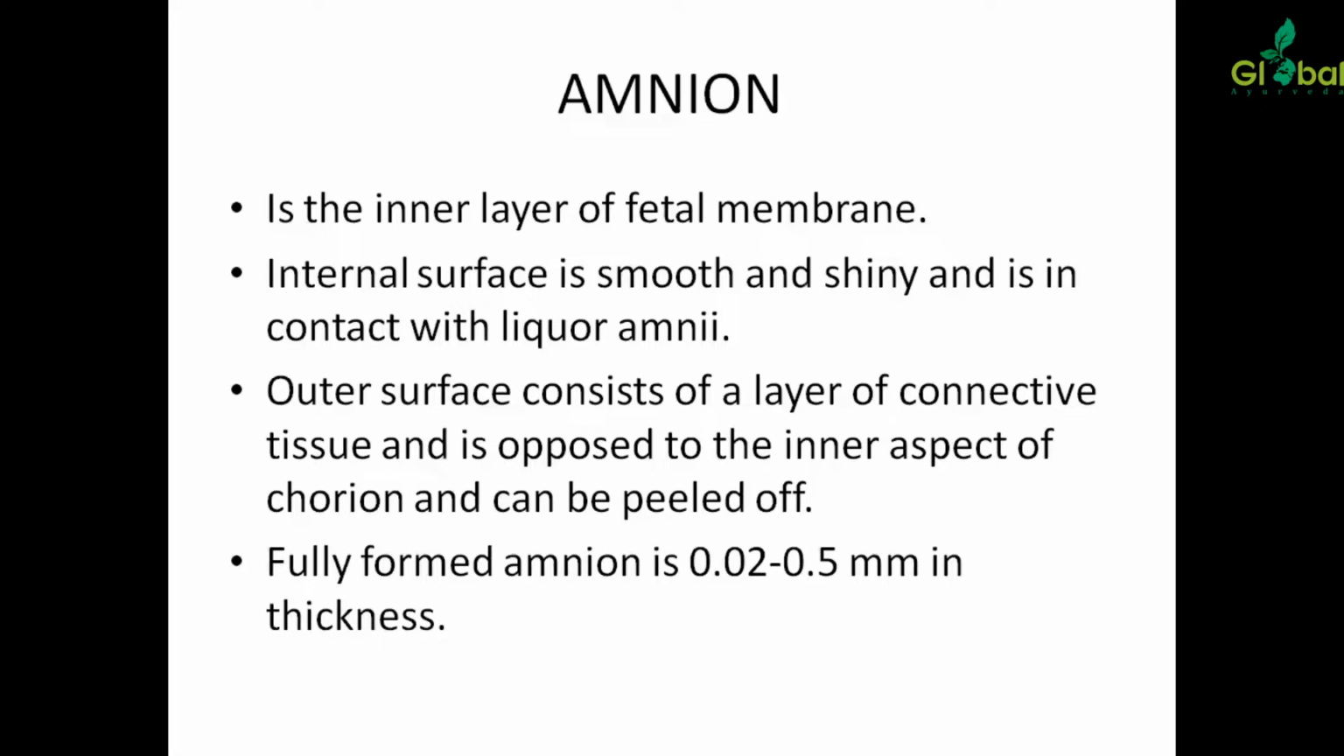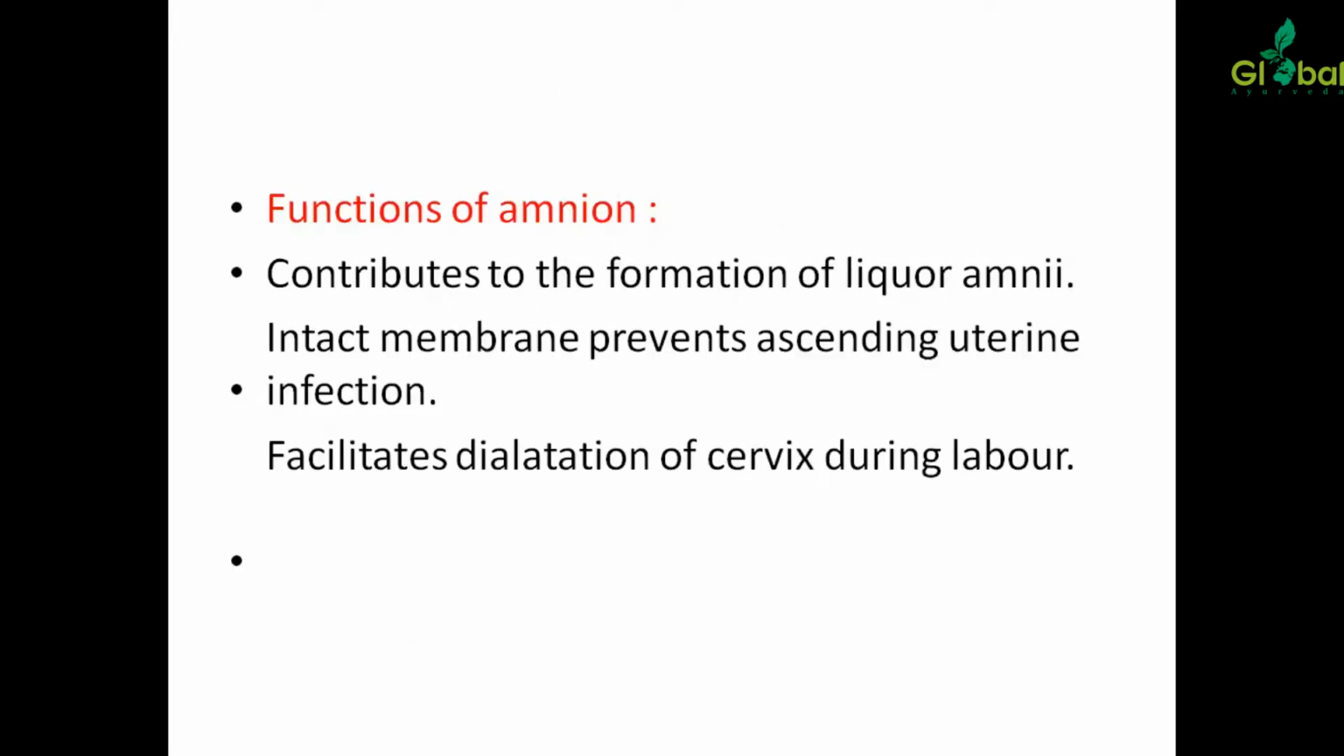Amnion is the inner layer of the fetal membrane, and its internal surface is smooth and shiny. Its outer surface consists of a layer of connective tissue and is opposed to the inner aspect of the chorion. Fully formed amnion is 0.02 to 0.5 millimeter in thickness. Functions of the amnion: it contributes to the formation of liquor amnii. An intact membrane prevents ascending uterine infection, and it facilitates dilatation of the cervix during labor.